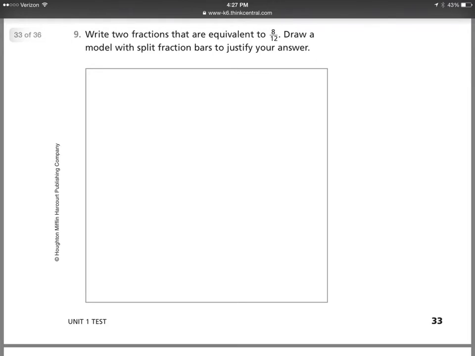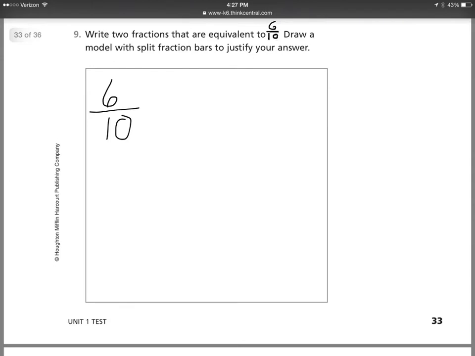to justify your answer. I'm going to show you how to do the split fraction bar, but I'm not going to make it mandatory that you use one in order to answer this question. You can use any skills that you have, any method that you want to find equivalent fractions. So I've went ahead and changed the question to 6/10, and most likely you're going to be using a different method than split fraction bars.